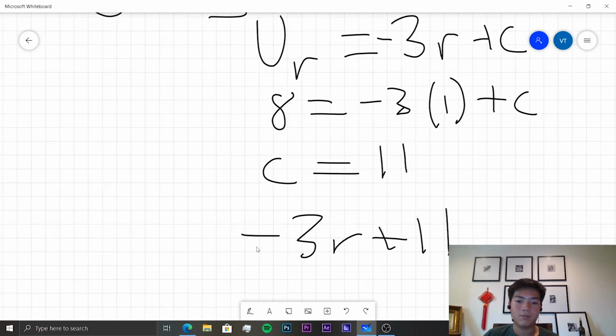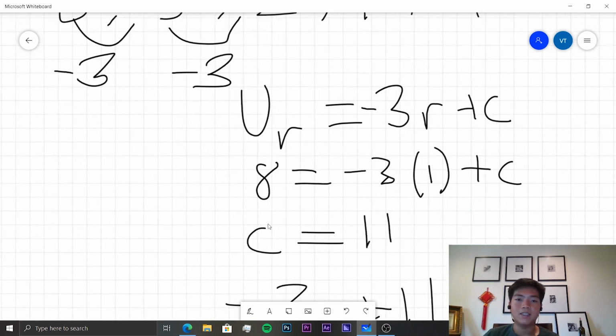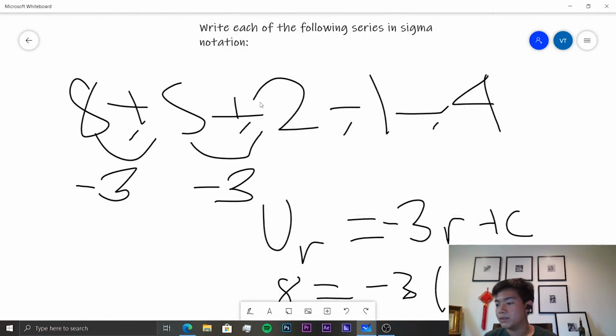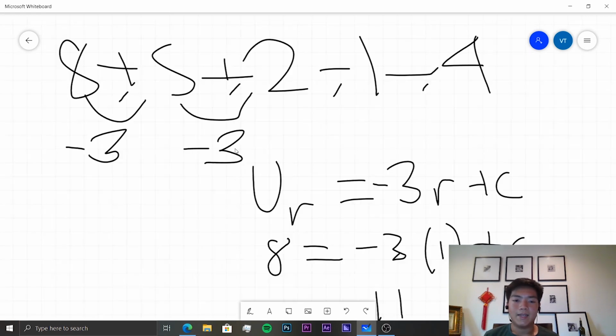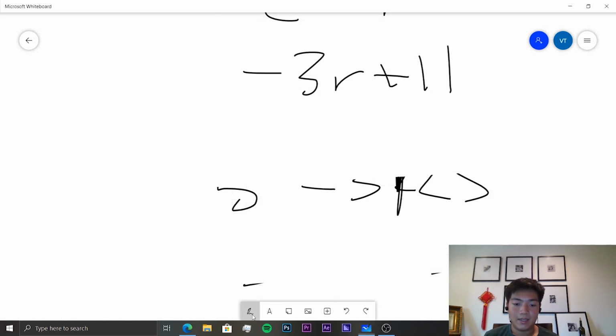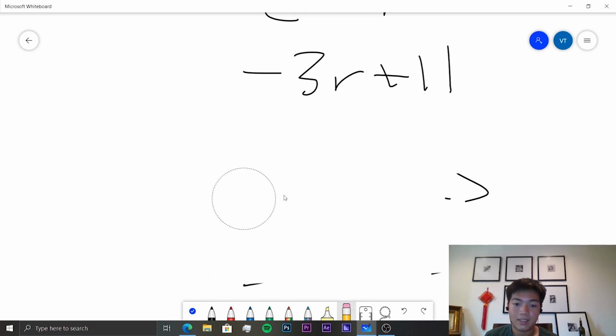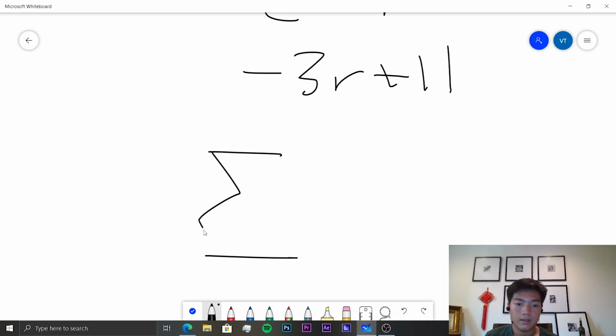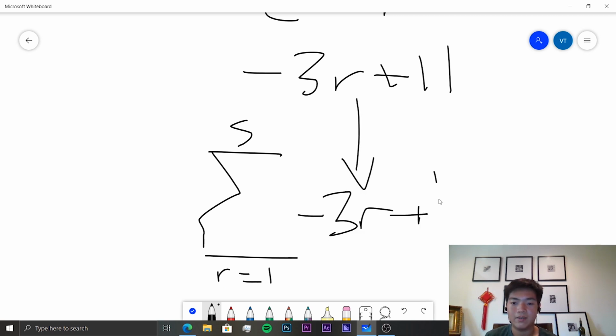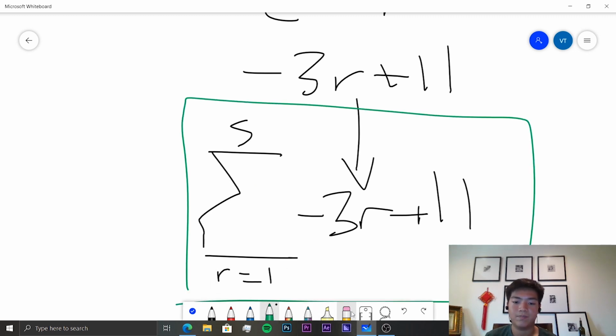And now we can transform this into sigma notation. Since we're only given the first 5 terms of the series and it's clearly not infinite, we can just define a series that starts at the first term and ends at the 5th term. So we want to end at 5, start at 1, and we simply substitute this sequence here, negative 3r plus 11. And that's it. This is the answer to that question.